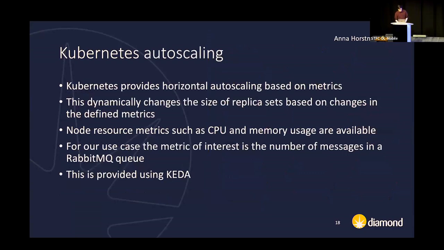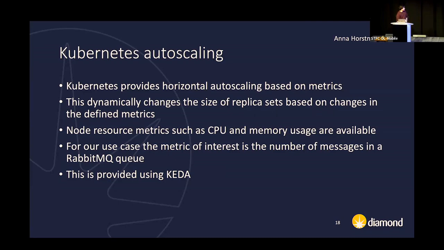But one of the other things that it can deal with is horizontal auto-scaling. So basically it can dynamically update the size of the replica set based on some metric that it reads in. The standard metrics that it uses are things like CPU and memory usage. So if some application is using a huge amount of memory resource on a single node, it can scale up another service to try and take the load.